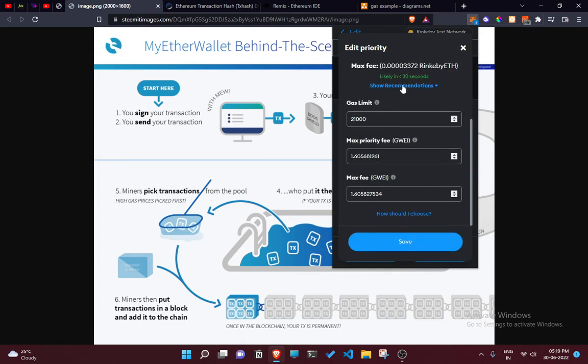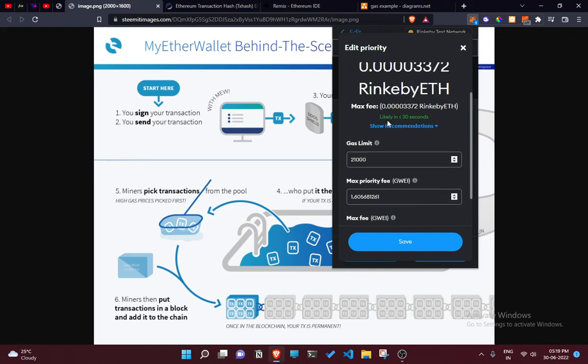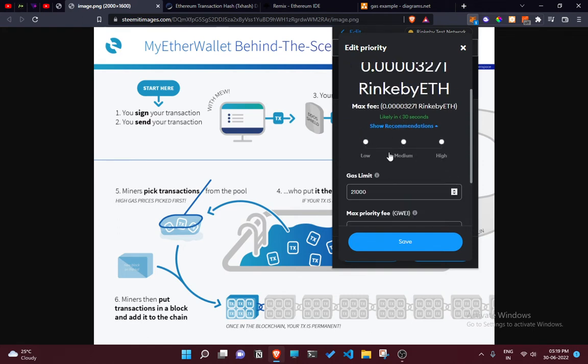So if you click on this show recommendation, now you will see there's a section of low, medium and high, right? This says it's likely to be confirmed in 30 seconds with this gas limit. And if you just select this low right over here, it shows us it may take more than 30 seconds, right? If I just click on this high, this says it's very likely to complete in less than 15 seconds, right? That's how a gas limit works.